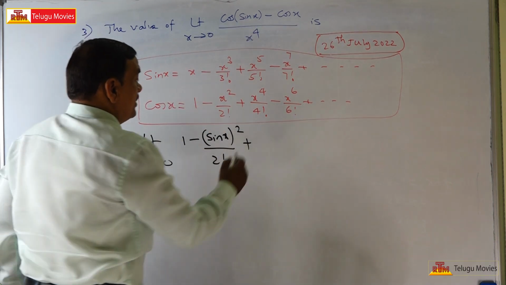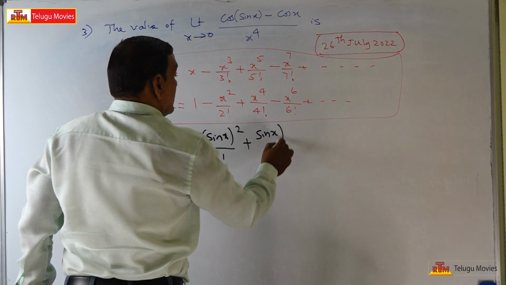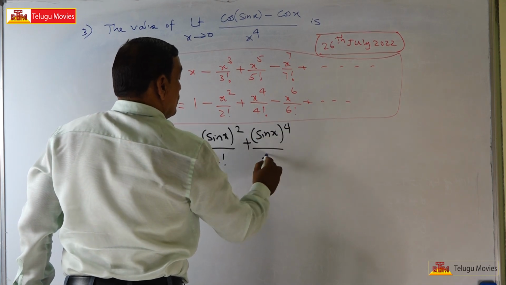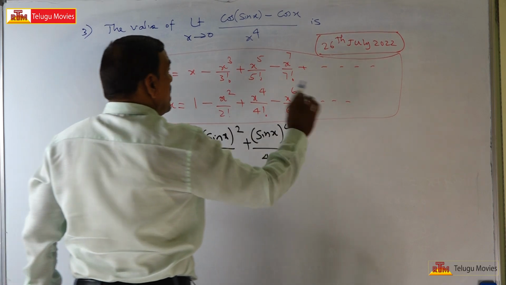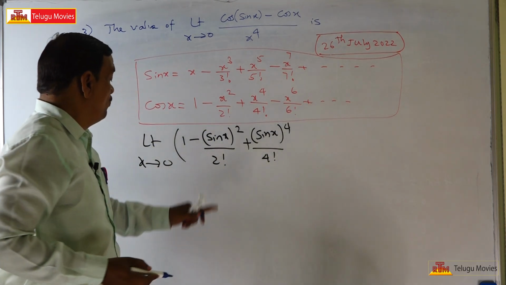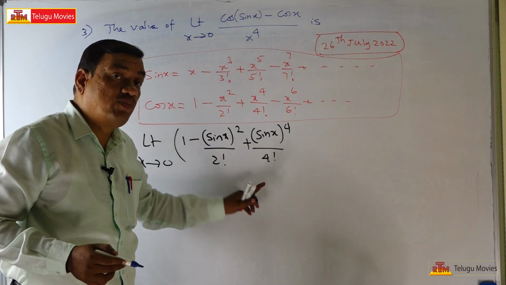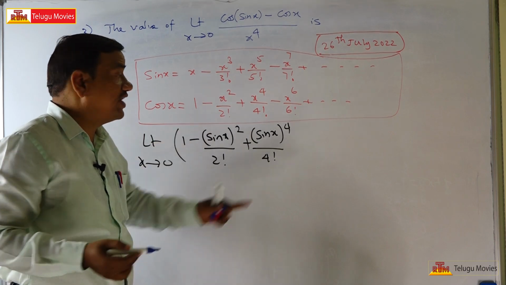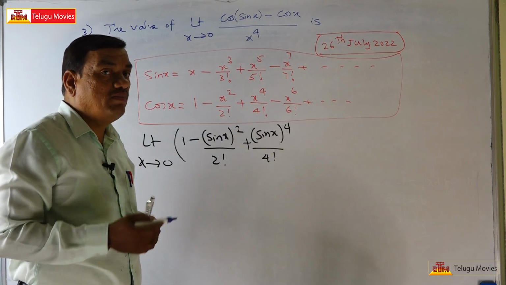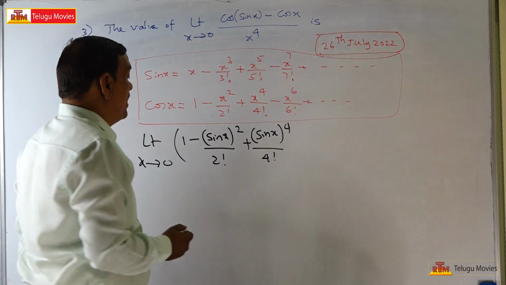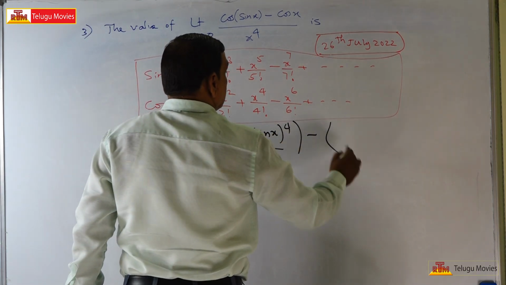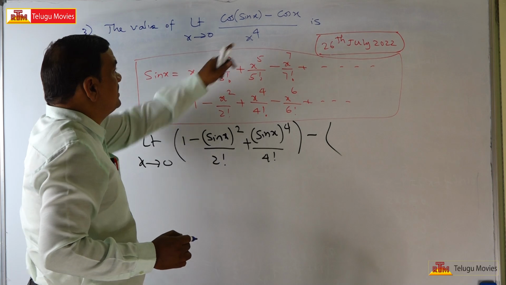Otherwise you write down, no problem. Sin x whole power 4 by 4 factorial, and so on, no need. Why? Because as x tends to 0, the denominator x power 4 is there. Afterwards, if you write down x power 6, those will get cancelled, you will get 0. Okay, now write minus cos x expansion.